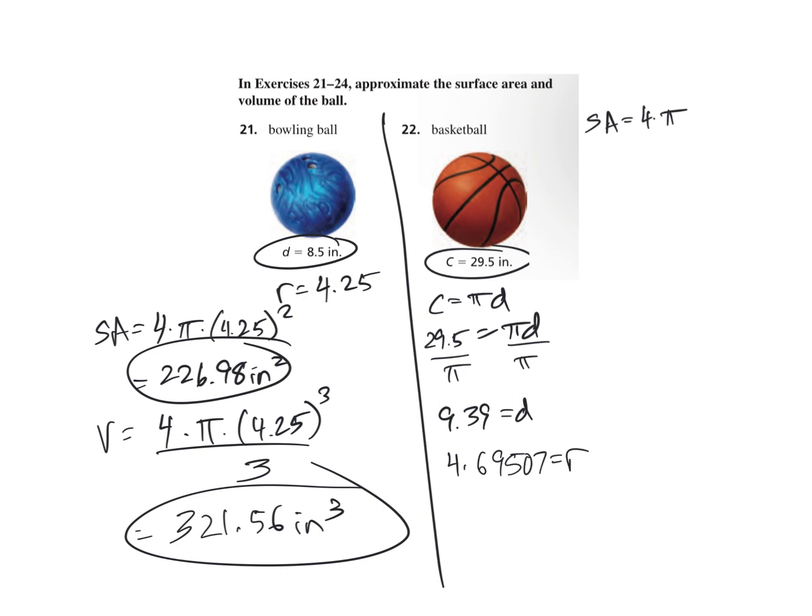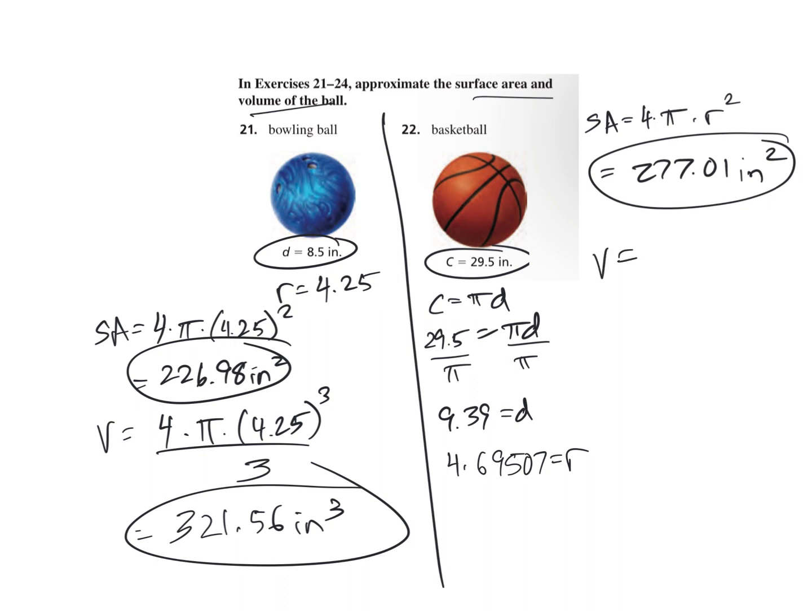Now, surface area. Oh, since we have our radius, we don't need to find... Oh, we do need to find surface area and volume. All right, so surface area is 4 pi times the radius squared. So if we take that long number and we square it, and then times it by pi, and then times it by 4, our surface area will be 277.01 square inches.